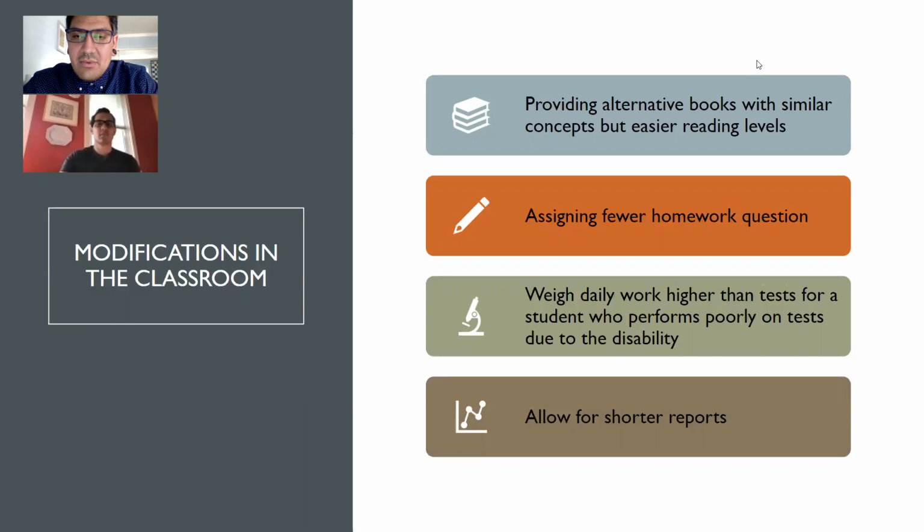And the last example would be to allow for shorter reports. And once again, you could see that this is an example of changing what the curriculum is, what the standard is. So if I'm asking my high school seniors to do a 5-page paper on global warming, but I have Samantha over here and I'm only asking for 2 paragraphs, that's dramatically changing what the curriculum is.